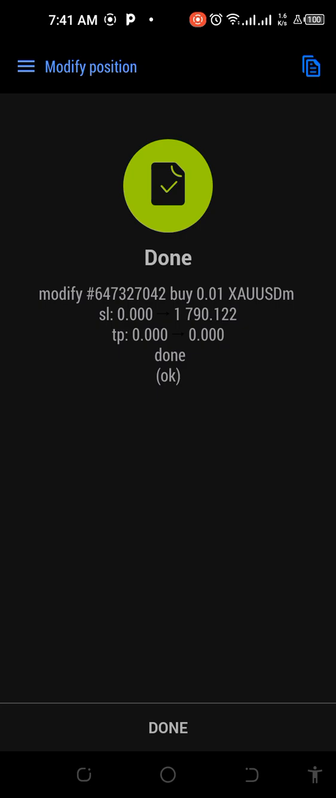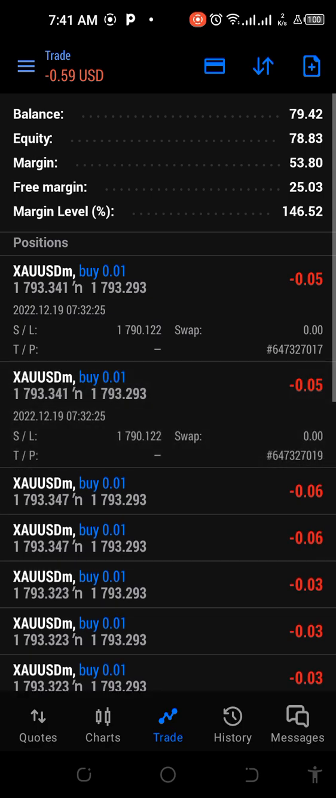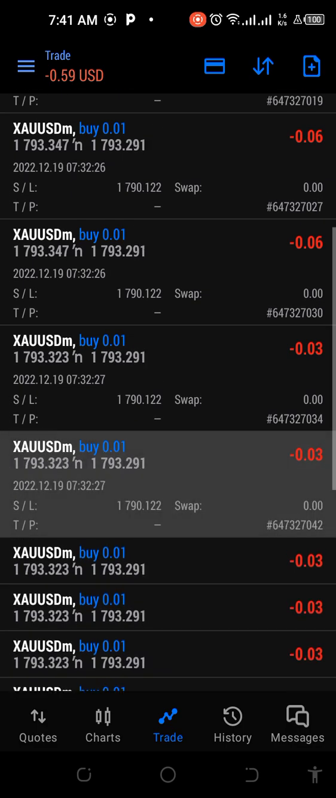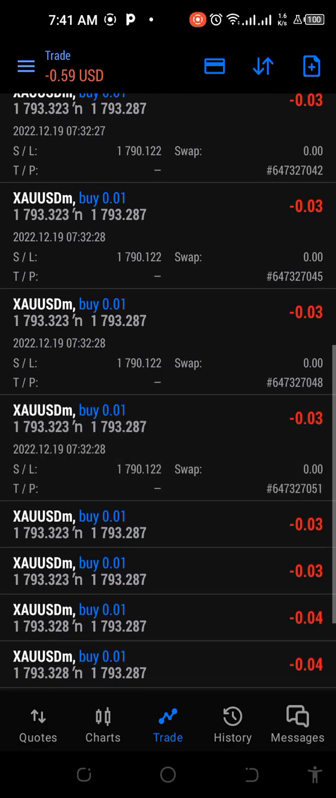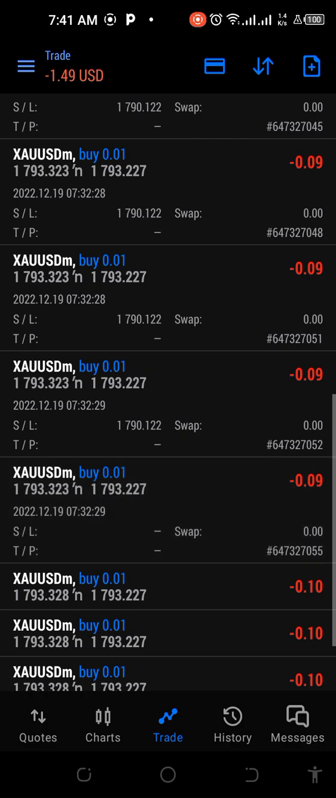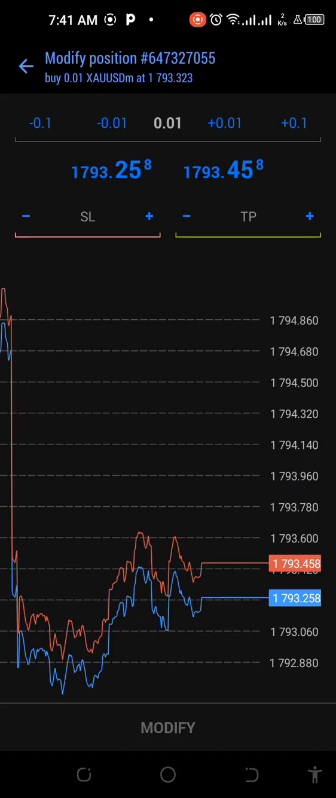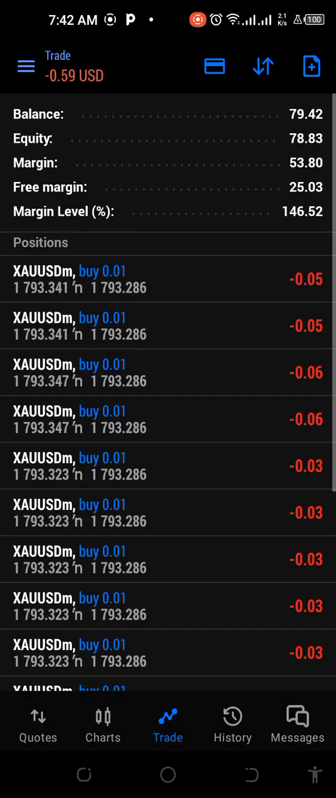Just leave your profits to run. So let's see the ones that we didn't put a stop loss on, then we can modify and put our stop loss. Looking at it, so far stop losses have been put here. We don't have a stop loss on this one. Because we have opened many positions, you just need to go through them one after the other to make sure that all your stop losses have been put. This is how we'll be doing it.